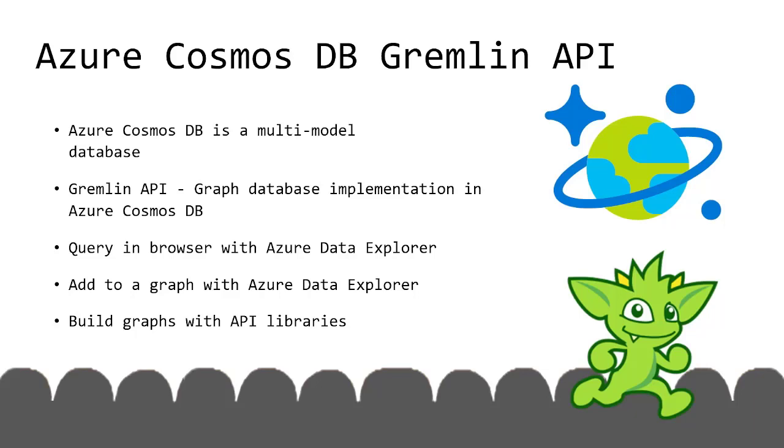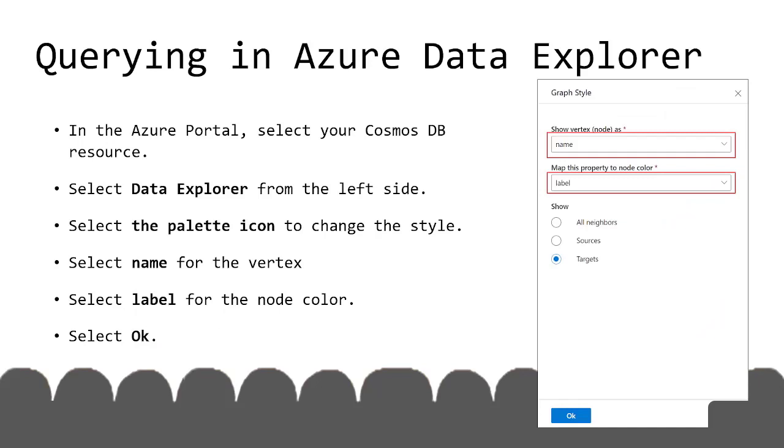We can query in the browser with Azure Data Explorer. You can also add to a graph with Azure Data Explorer, but because we have so many different vertices, so many different nodes, I ended up using Python, using one of the API libraries. But for our demos, all the queries I show in these demos can be run through Azure Data Explorer.